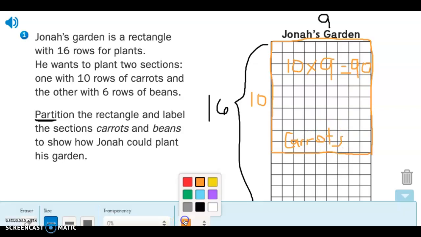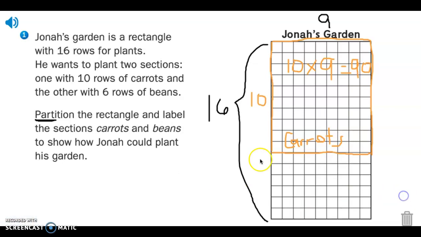Okay, then I know he wants 6 rows of beans. And I'm just going to make beans purple because why not? So let's count 1, 2, 3, 4, 5, 6. Perfect. 10 and 6 make 16. That makes sense to me. So I have 6 rows of how many across? 9, because if this is 9 across, that means all of these are the same, so they're all 9. So it is a 6 by 9, right? This is 6. And this length is the same length as up here, which is 9. So it's a 6 by 9.